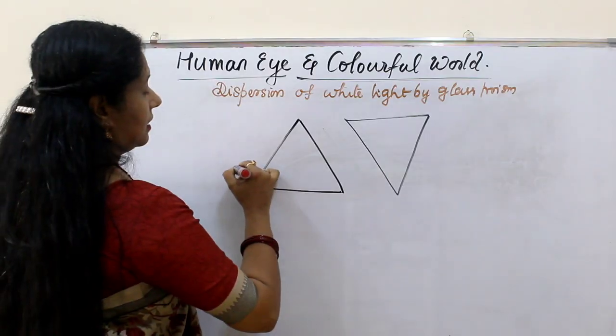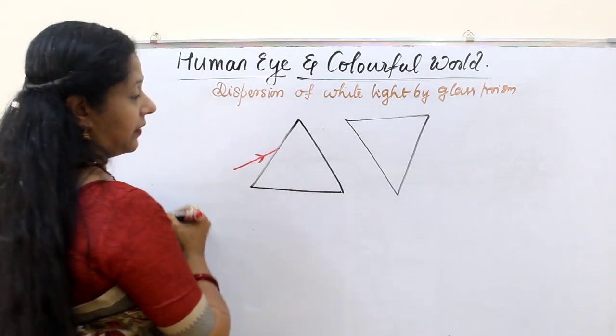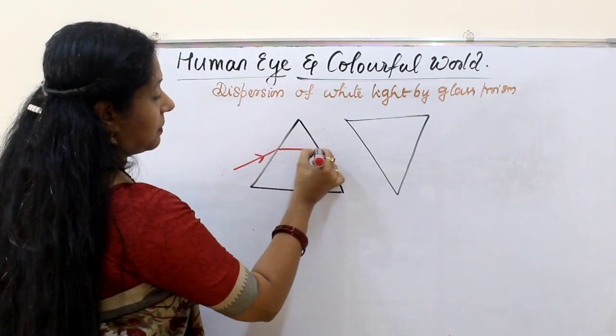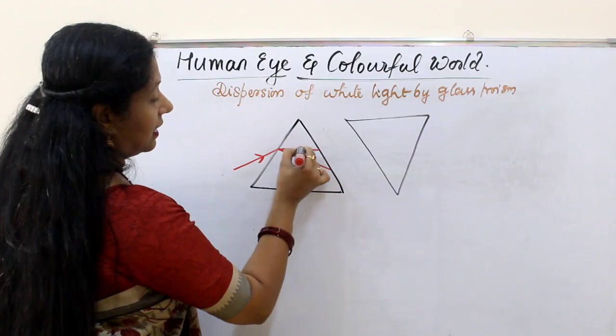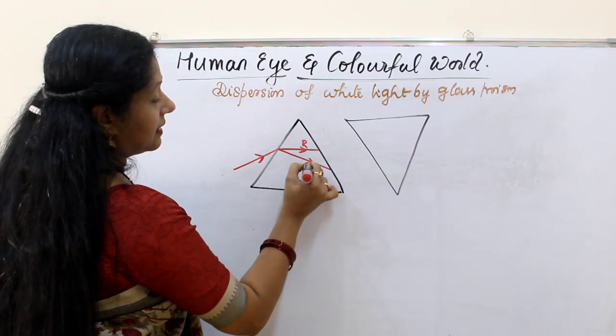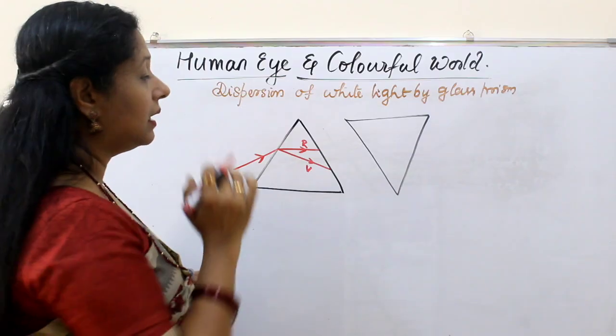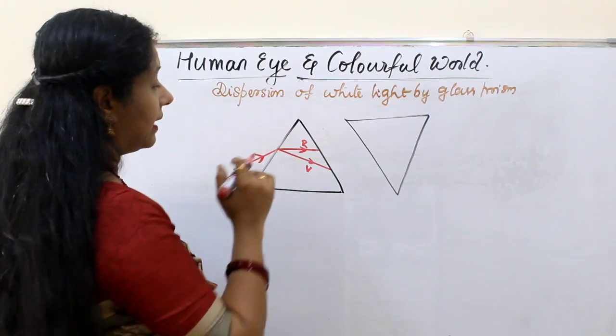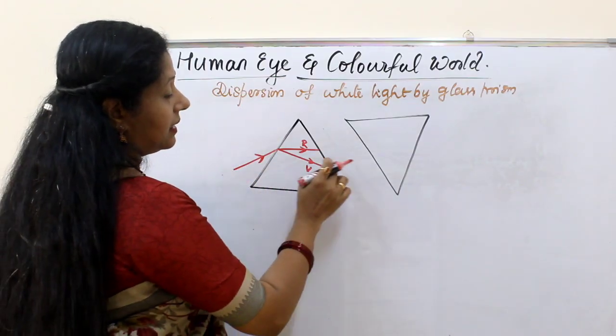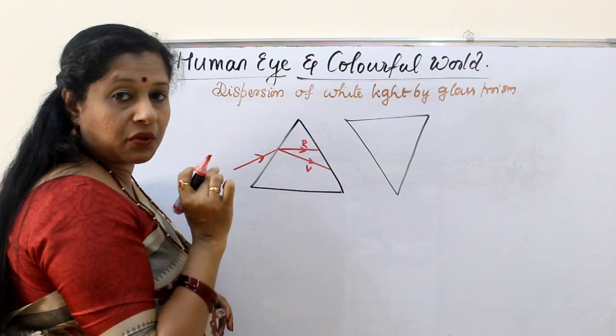Okay, suppose this is the incident ray. We know this is split into 7 colors. This is red, this is violet. In this we are not drawing all the colors, we are just showing the first and the last, red and violet. Now when it is coming out, what are they supposed to do?